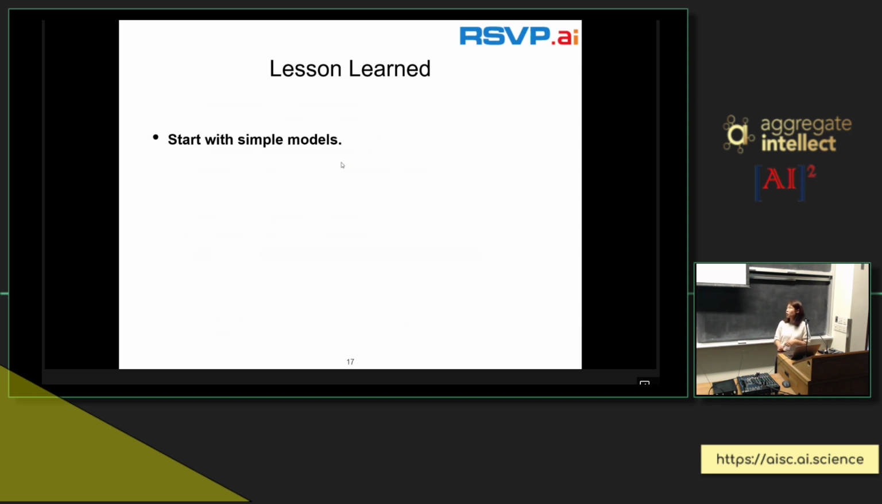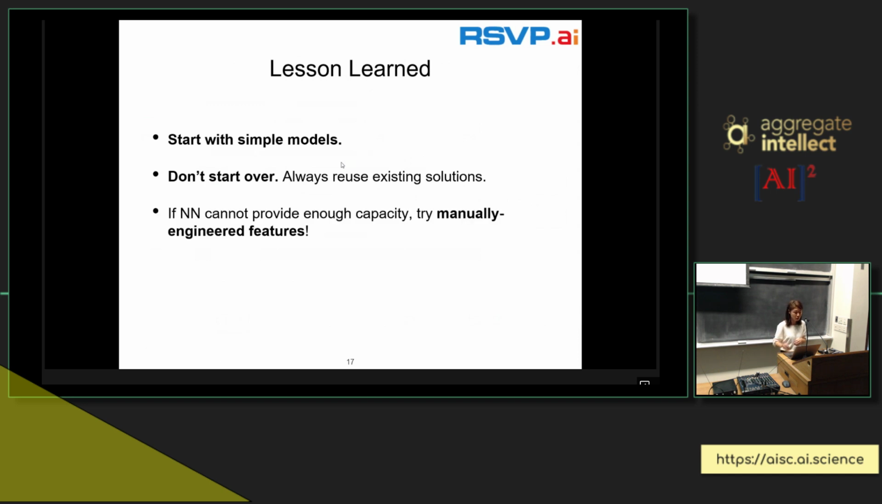And then we don't always need to start over. We have some good features and some existing solutions, so we can use those solutions and add in our fancy models. And the third one is, if your NN model cannot provide enough capability, you can always add in some manually extracted features. So yeah, this is the thing that I want to share today.